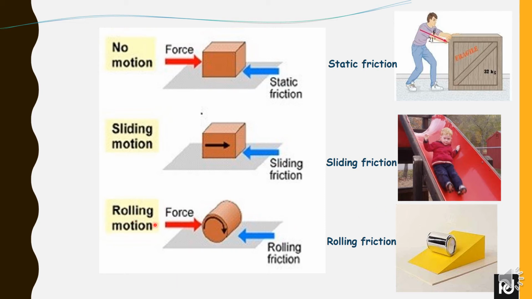And the rolling friction, any kind of a roller or a wheel or a structure which can roll, when it is moving, it will be facing the rolling friction. May it be a ball or may it be just a barrel which is moving down the road.